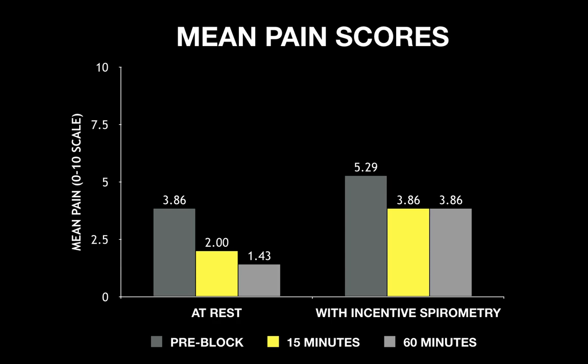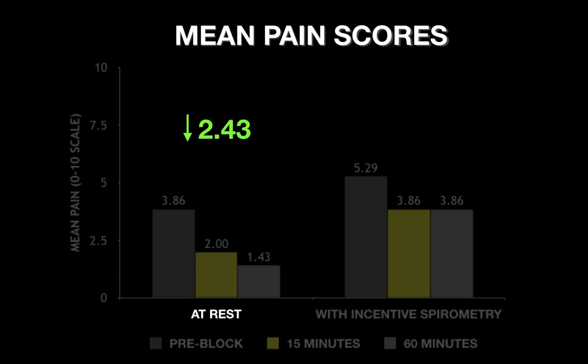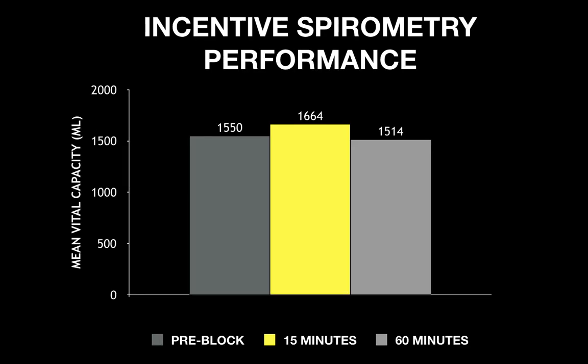This graph shows the mean pain scores of our patients at rest and with incentive spirometry pre-block, 15 and 60 minutes after the block is performed. At rest, mean pain scores from pre-block to 60 minutes have decreased by 2.43, and with incentive spirometry by 1.43. Not enough to do a statistical analysis on yet, but trending in the right direction.